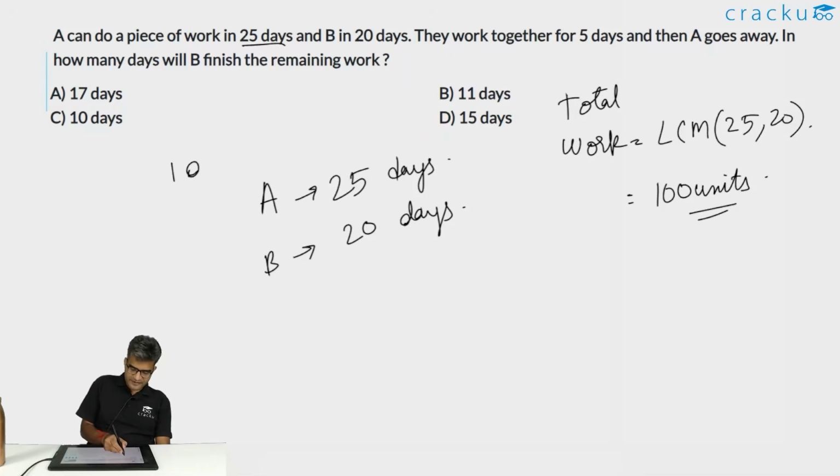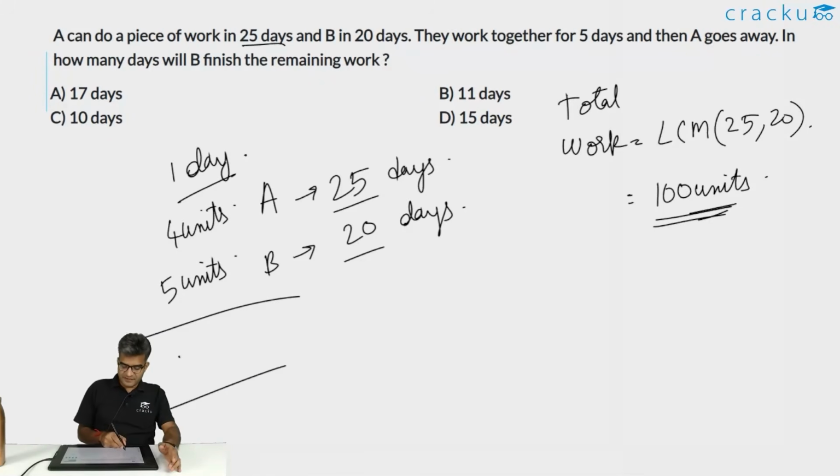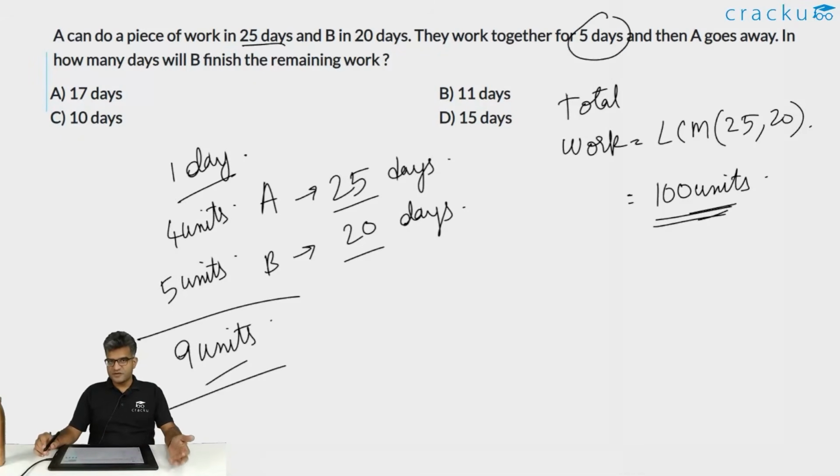So in one day, the amount of work that A will do will be 100 units divided by 25, which is 4 units. The amount of work done by B in one day is 100 units divided by 20, which is 5 units. So both of them together in one day will be completing 9 units of work. They work together for 5 days. So what is the total work that they do? It will be 9 into 5, which is equal to 45 units.